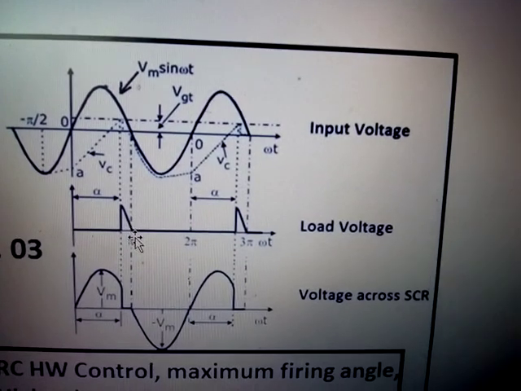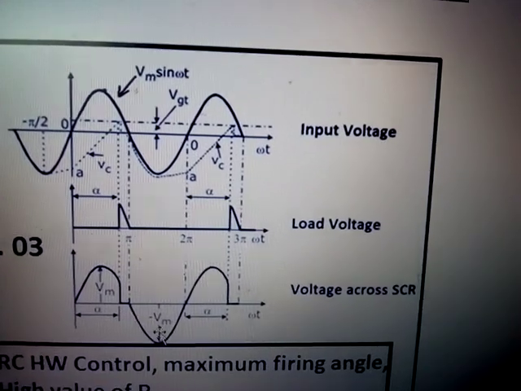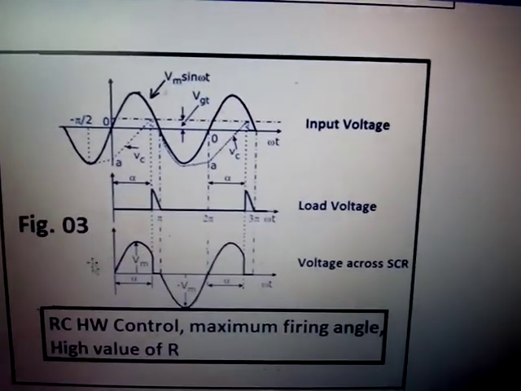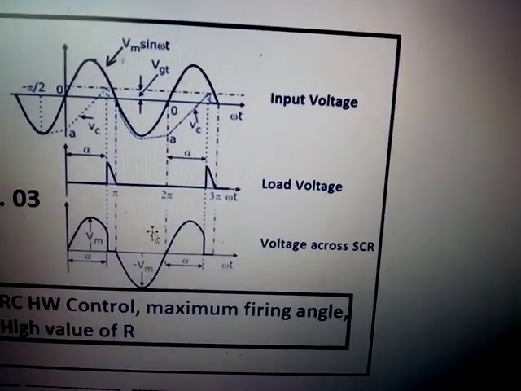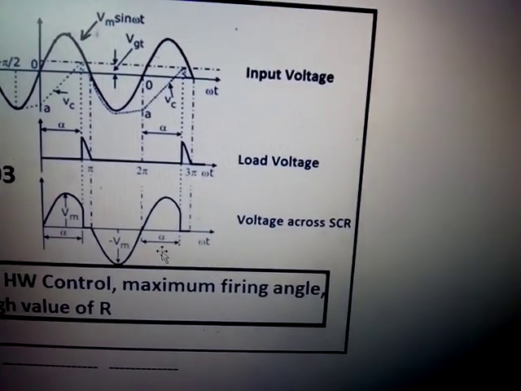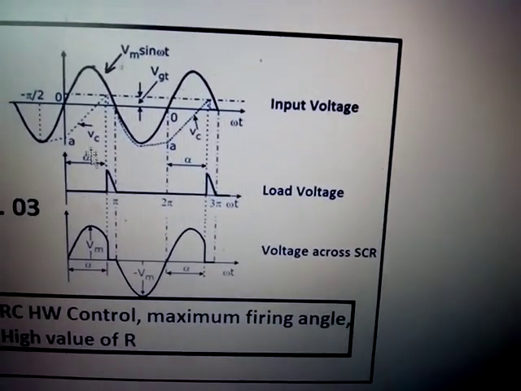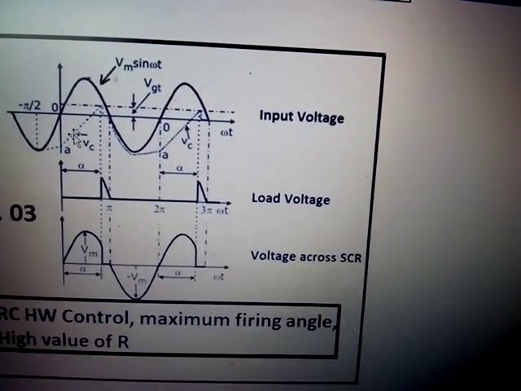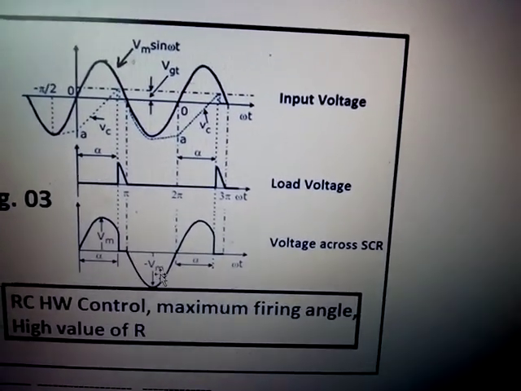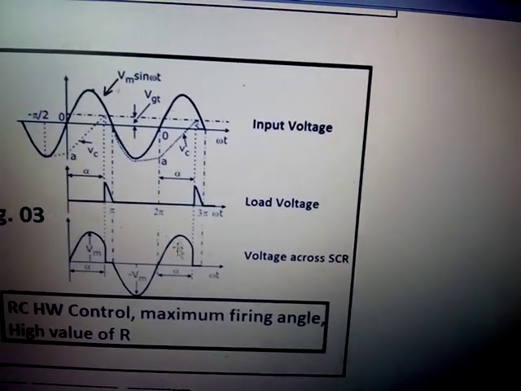So load will get only this much voltage, and SCR voltage will be negative full, and in the positive non-conducting duration voltage. This plus this should be equal to supply voltage. Note that you are going to control only positive half cycle. SCR will not conduct in the negative half cycle. So SCR will get the voltage of negative half cycle fully. Load will not get any negative half cycle.